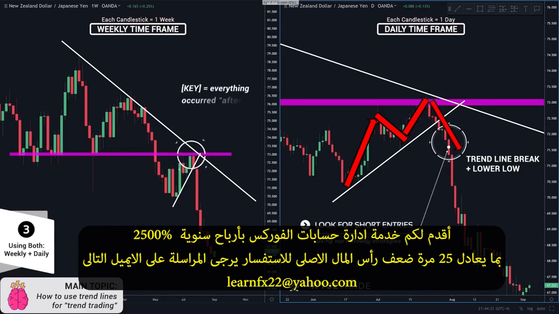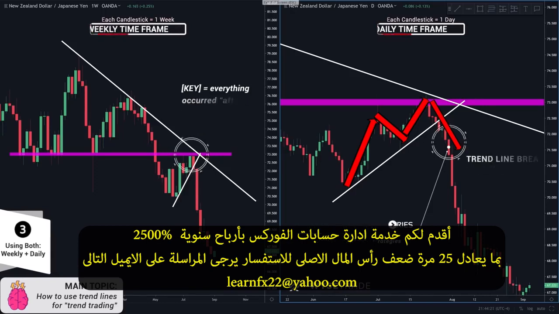Again, the key here is that this all occurred after the rejection and bounce from an area of high confluence, or else you would have just had a trend line break and that would be meaningless. Now, we're going to take it even one step further.